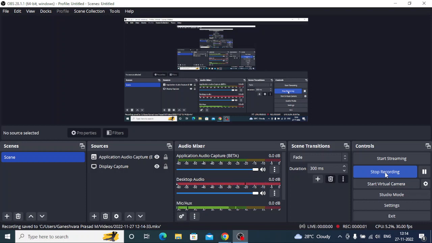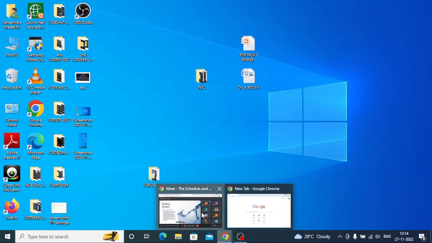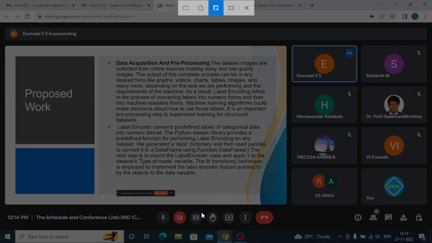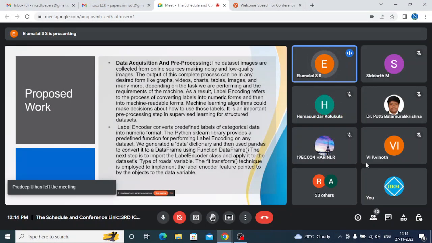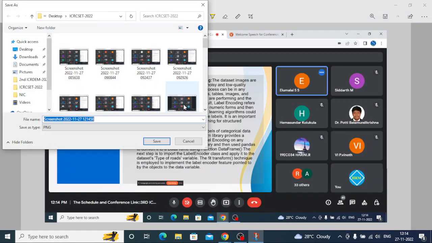Project and proposed work. The data images are collected from the CV. It means 2D works to analysis. The complete process can be in any design, like graphs, videos, charts, tables, images, and many more, depending on the tasks we are performing and the requirements of the machines.